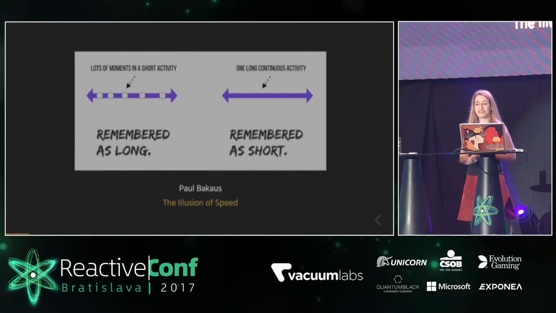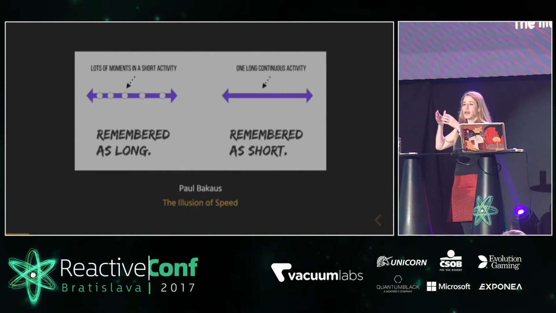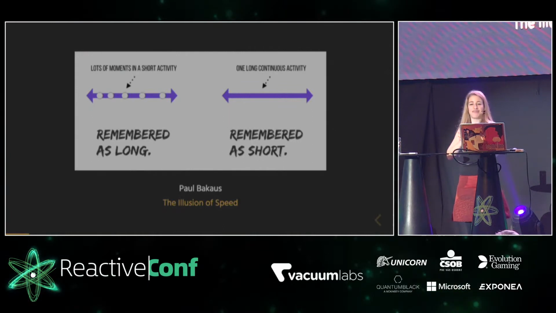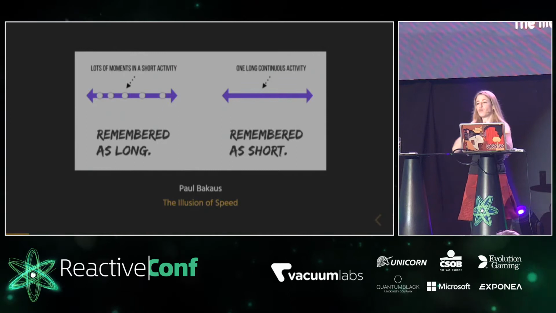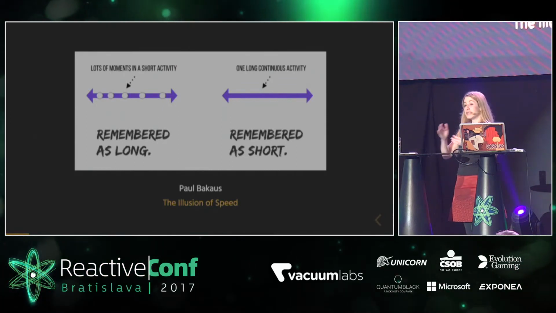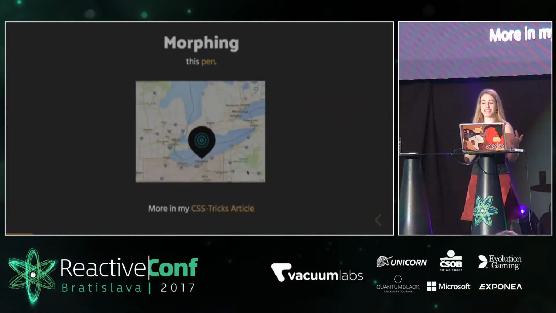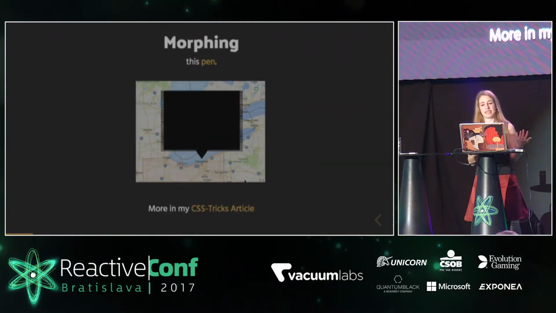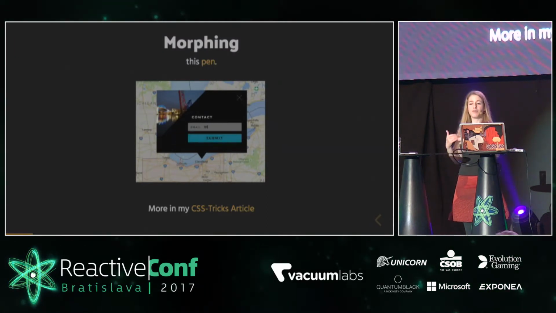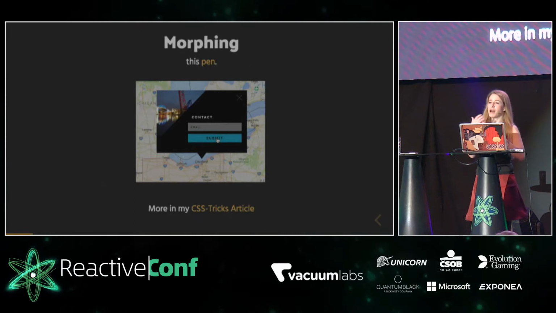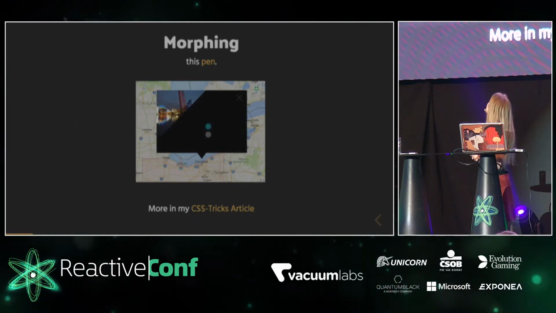In Paul Bakaus's Illusion of Speed, he addresses some of these studies and shows that lots of small, tiny little activities in a short amount of time are perceived as really long, whereas one continuous activity is actually perceived as very short. So I made this pen to show you what that might look like. In this instance, we have a map marker that in turn becomes a contact form. Labels move out of the way to gather input, and they become loaders. And those, in turn, become the success.